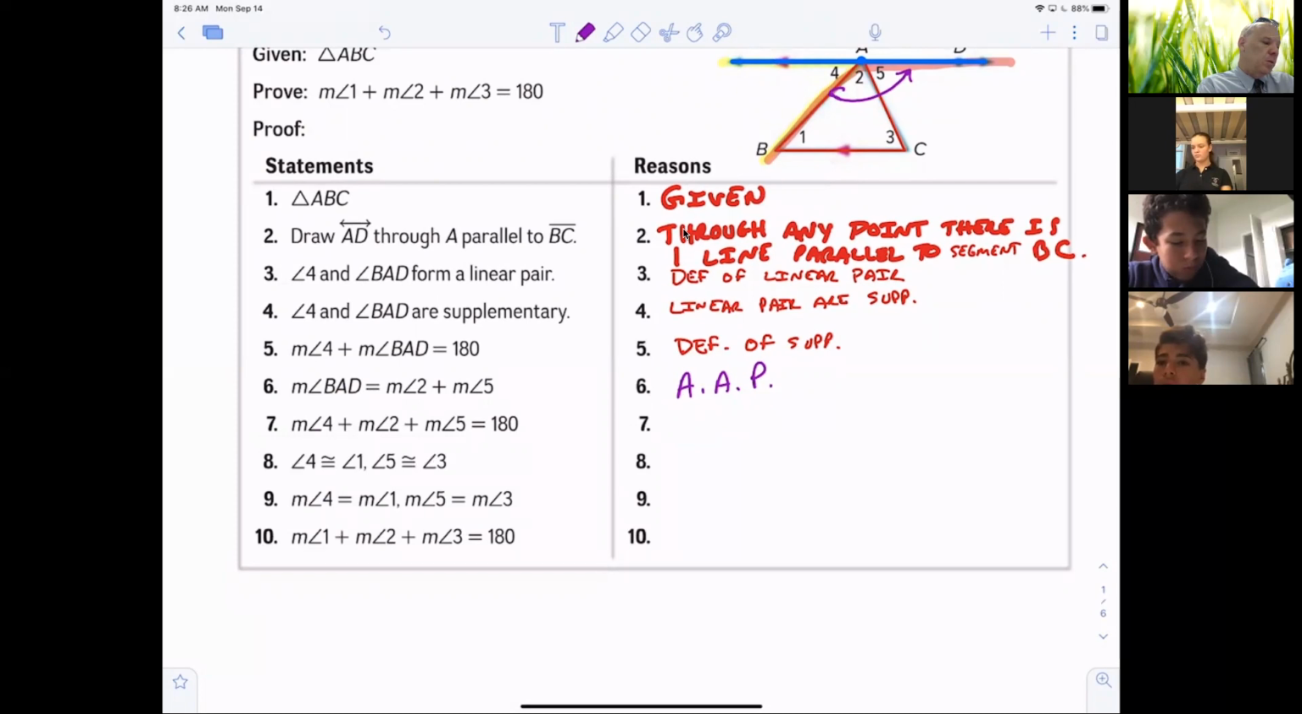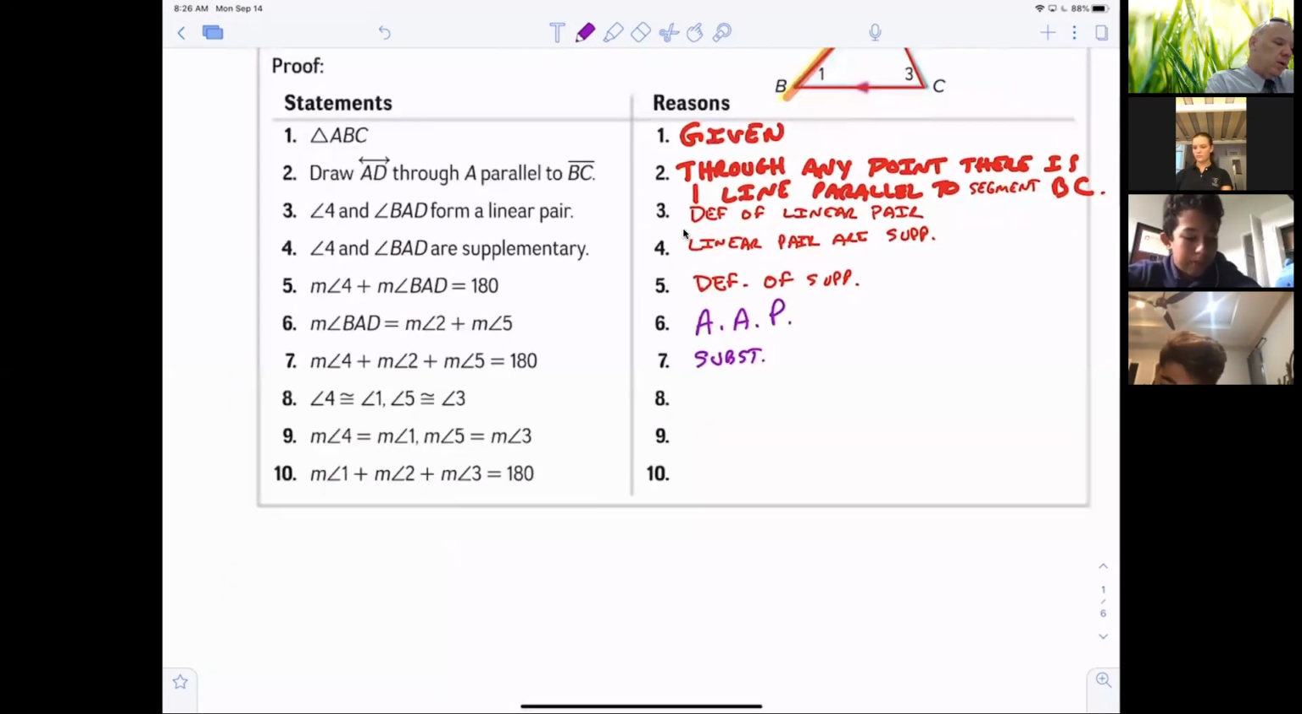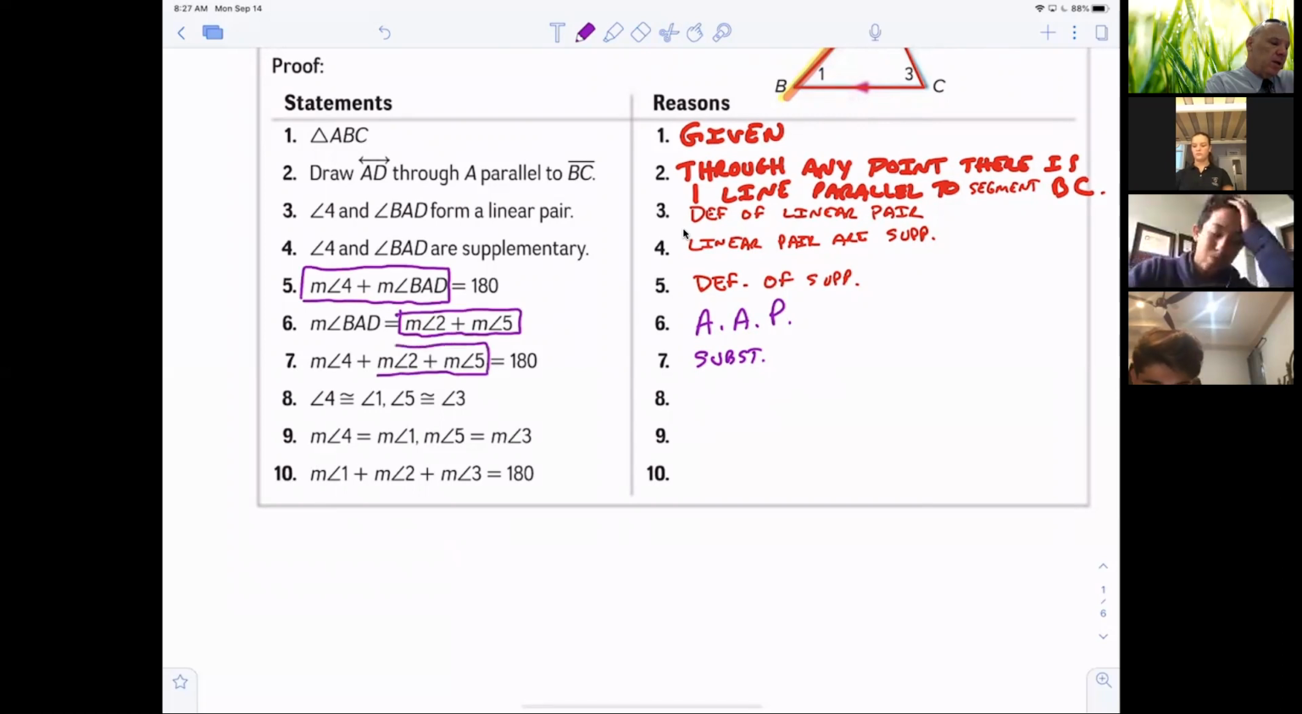Now, how did I get the next step? Who can tell me? Yay, guys, substitution. For those of you who are not sure, let's look at this right here. Angle 4 plus the measure of BAD is 180, right? And BAD in the next line we said was 2 plus 5, right? So this BAD right here is being replaced with 2 plus 5. Can everybody see that? You've got to tell me if you can't see something, because I understand.